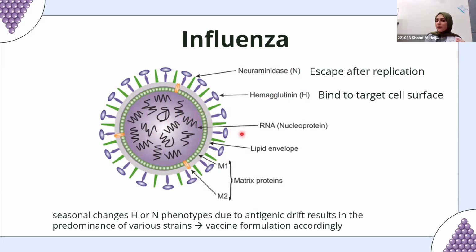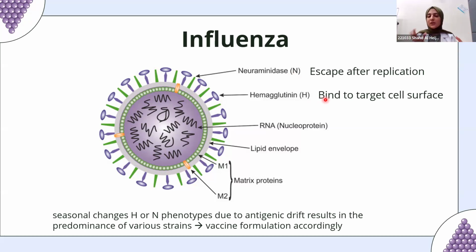Influenza has RNA and it's segmented and it has the capsid, it has everything. Here you have the matrix proteins, everything, but the spike proteins, you have two. You have hemagglutinin, which is H, and you have neuraminidase, which is N. H will help the influenza bind to the target cell, to the host cell. N will help it escape after replication. So H for binding, N for leaving.